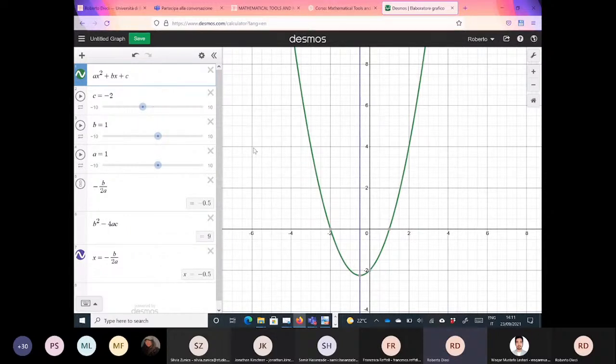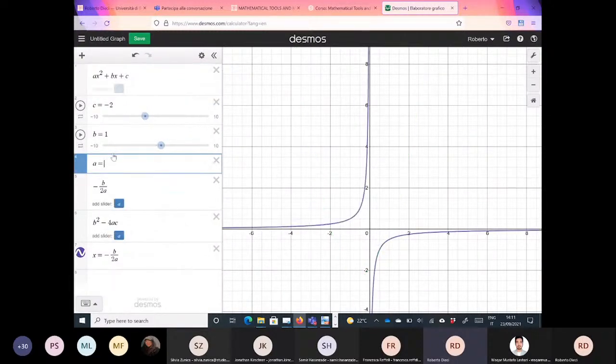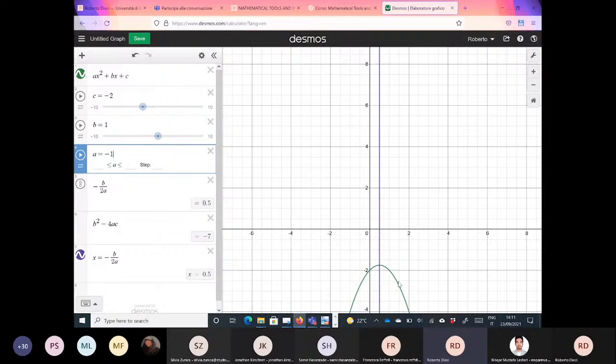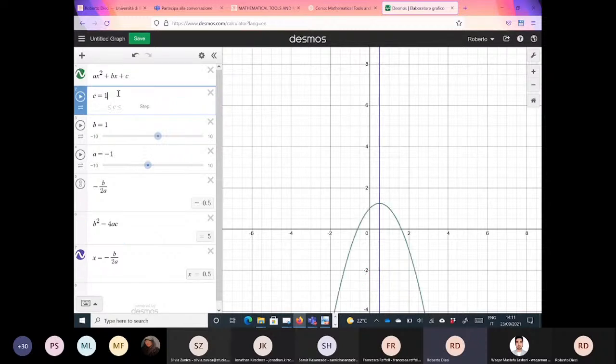We can, for instance, change our A and make it become a concave parabola. For instance, if A is equal to minus 1, then we have something like this, okay? And we can, for instance, now put back C equal to 1. And we have a concave parabola that again crosses the axis in 2 points. So you can check, when you study something in theory, you can see immediately in practice how functions look like, which is very useful.